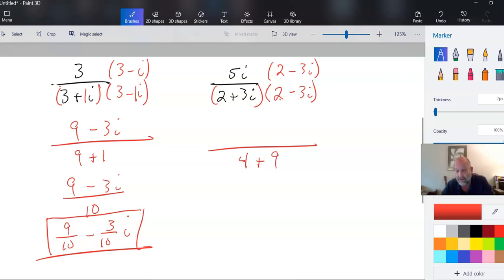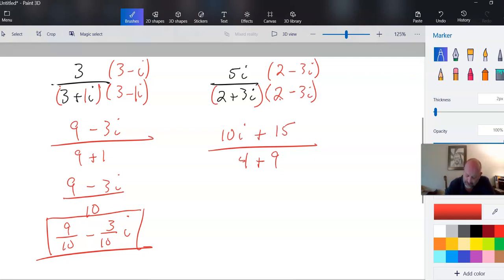If you're not sure, if you don't want to trust that formula, multiply it out. Just FOIL the whole thing out and see what you get. It should come out to the same answer. If you get the same answers both ways, you probably understand the shortcut. Okay, so that's the denominator. And then the numerator, let's see, 5i times 2 is going to be 10i. 5i times minus 3i. So it gives me a negative 15, but I'm squaring i, so that makes it plus 15.